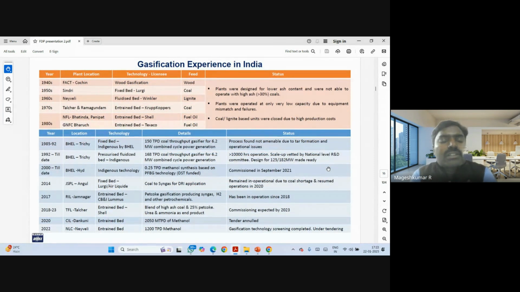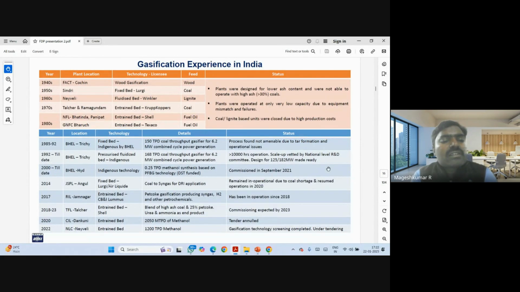So far I was discussing the chemistry part, and the many superficial things we were discussing. Now, what has happened in India so far. The total gasification experience in India has been highlighted in this slide. Right from 1940, from wood gasification, till 2022, NLC Neyveli entrained bed. These are the various projects; some are in operation, some are in different phases. It has been highlighted here.